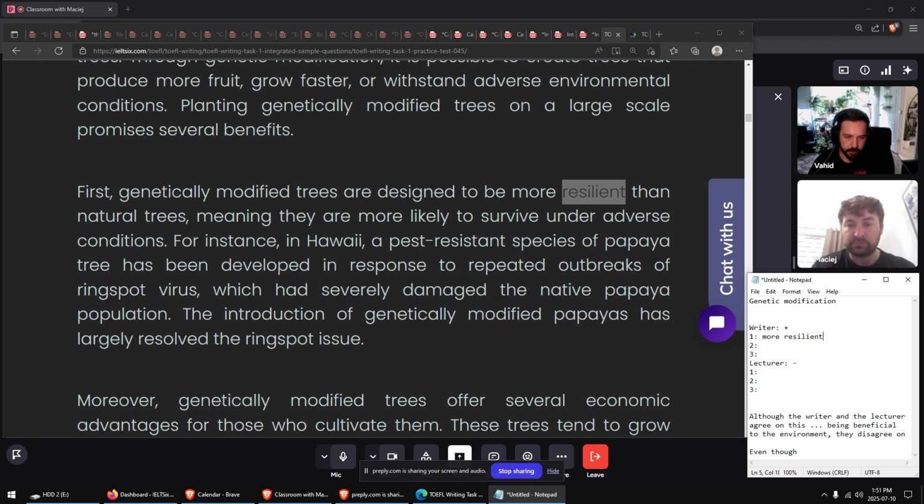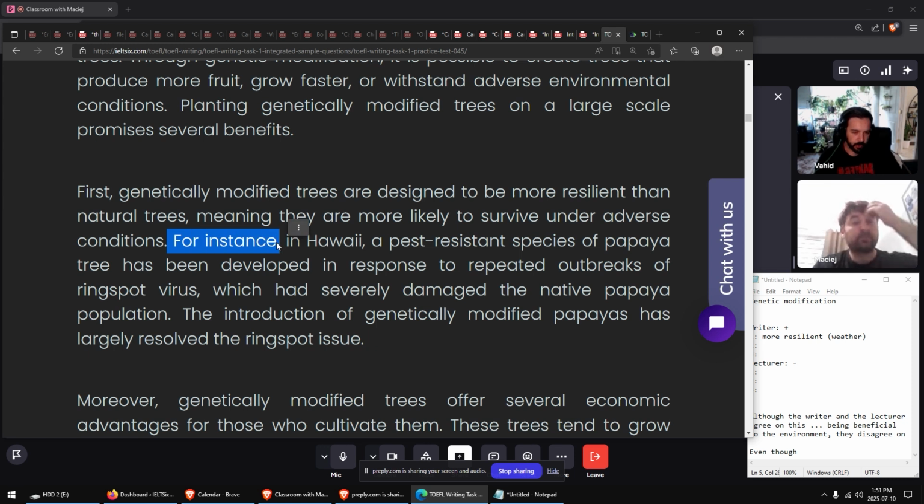More resilient or stronger, and the weather. Then it says, for instance, the example. You can ignore it; you don't really need to pay attention to the example. Later you can come back to it, but for now, we just needed this. Okay, so they become more resilient.